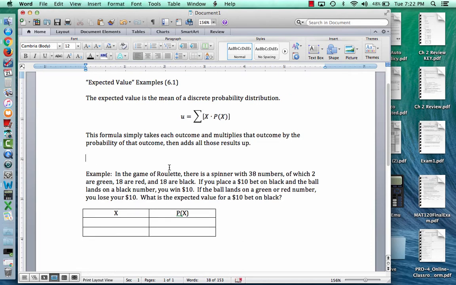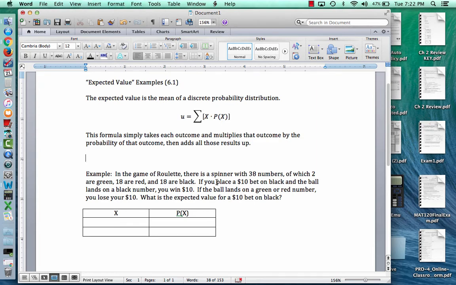So in the game of roulette, there's a ball, there's a spinner, and the ball lands on a number in the spinner. The thing spins, and then eventually the ball lands on one of these 38 numbers. So there's a spinner with 38 numbers, of which 2 are green, 18 are red, and 18 are black. In roulette, you can place a bet on black. So you decide to place a $10 bet on black, which means I'm hoping that it lands on one of these 18 black numbers out of the 38 numbers.